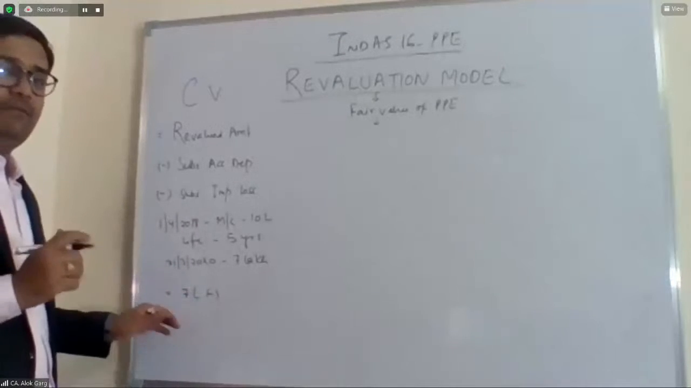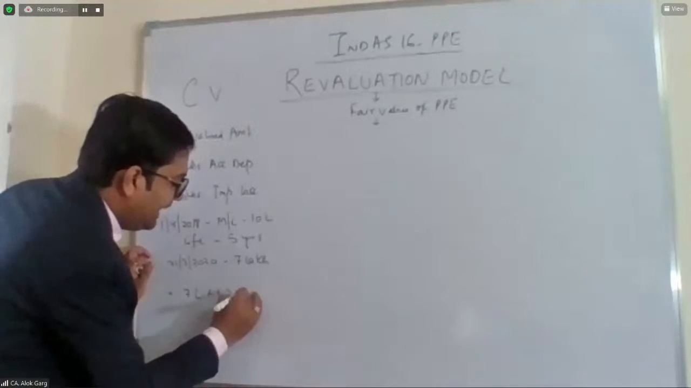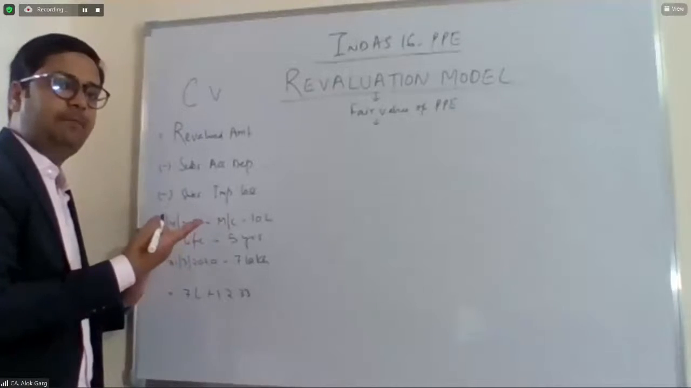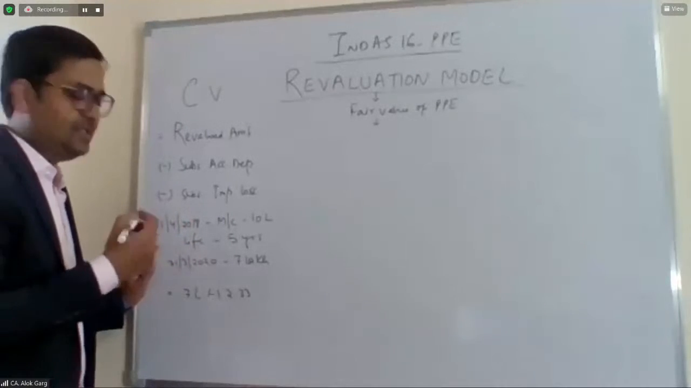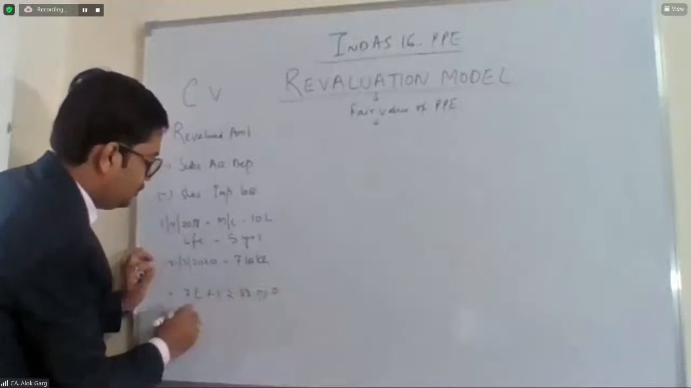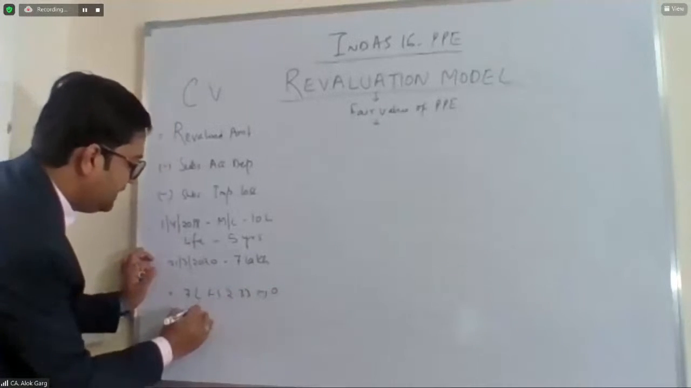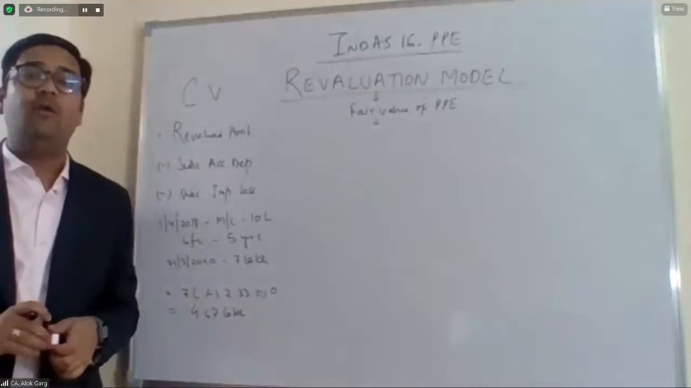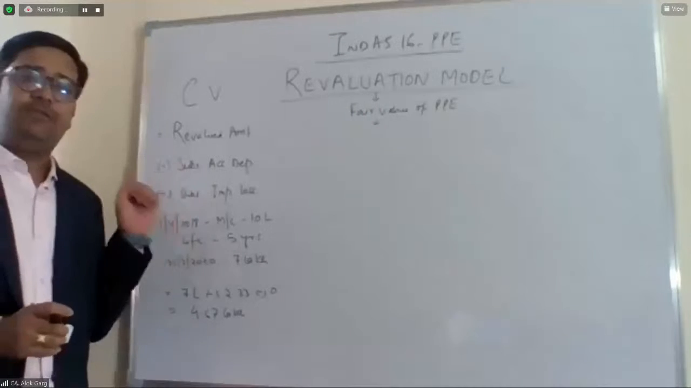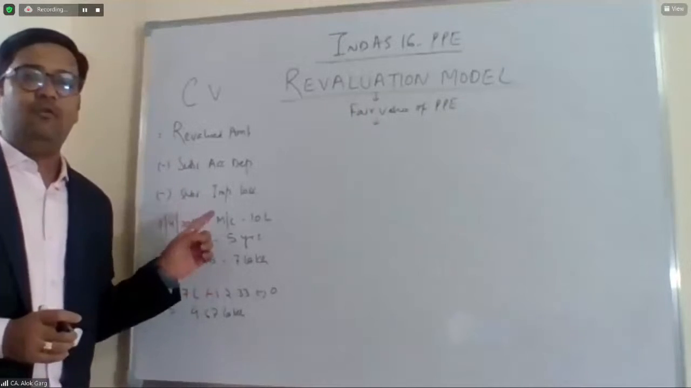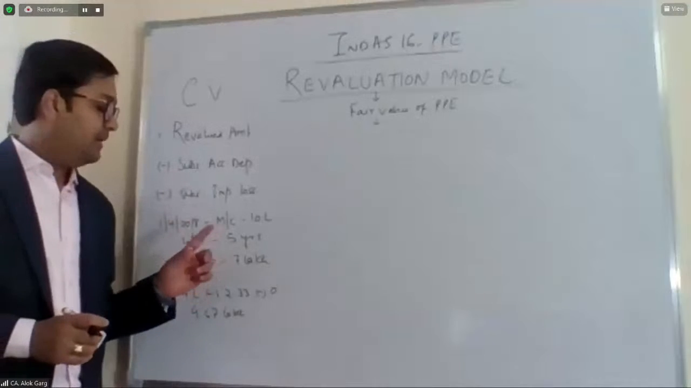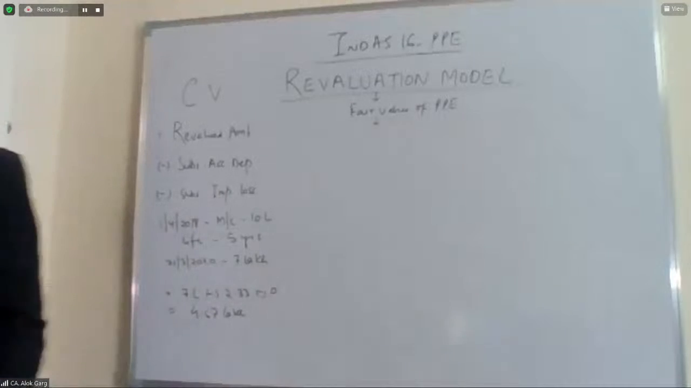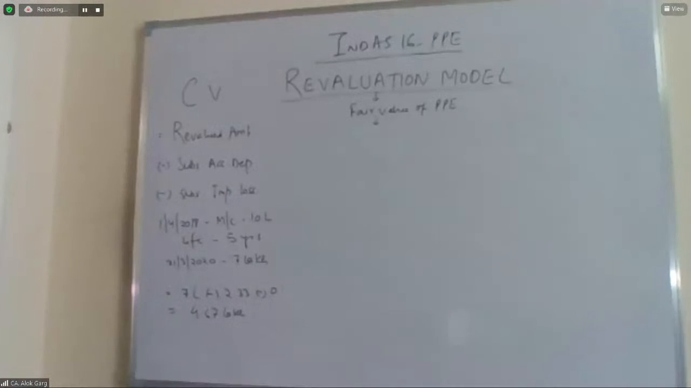So revalued amount is 7 lakh. 2.33 lakh is subsequent depreciation. I am assuming impairment loss is 0. So minus 0. So 7 minus 2.33 is 4.67 lakhs. This is the carrying value as on 31st March 21. What is the carrying value on 31st March 20? If I go by the cost model, it is 6 lakh. But I am going for the revaluation model, so it is 7 lakh. Okay. Is it clear to you guys? Is it clear to you?